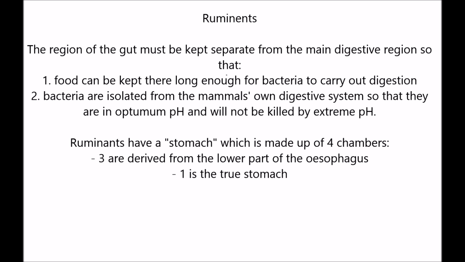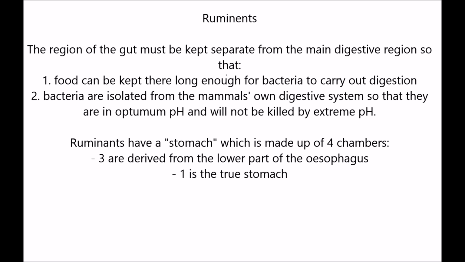This region of the gut must be kept separate from the main digestive region so that the food can be kept there long enough for the bacteria to carry out digestion, and the bacteria are isolated from the mammal's own digestive system so that they are at an optimum pH and will not be killed by extreme pHs.